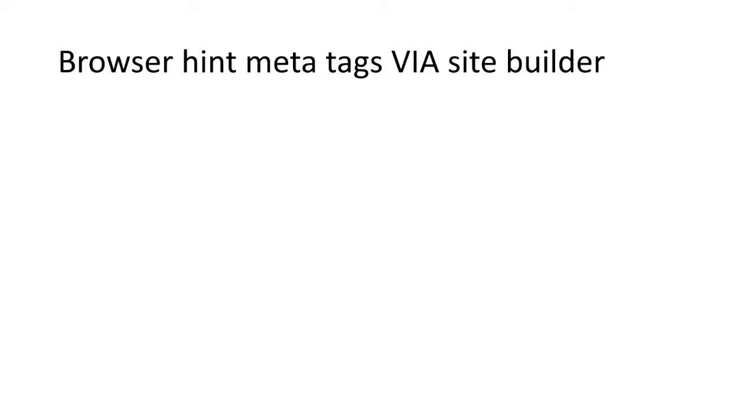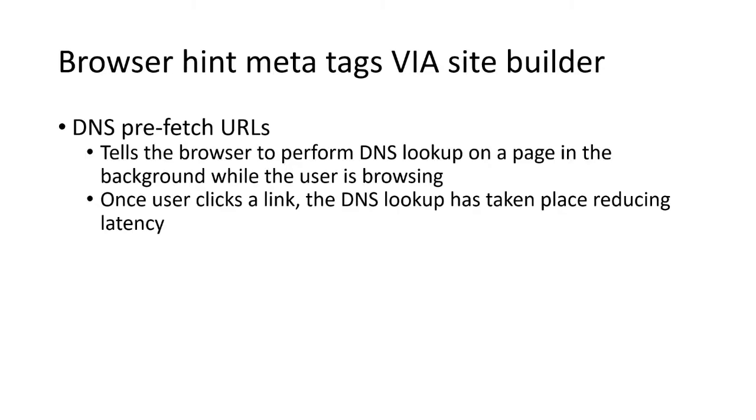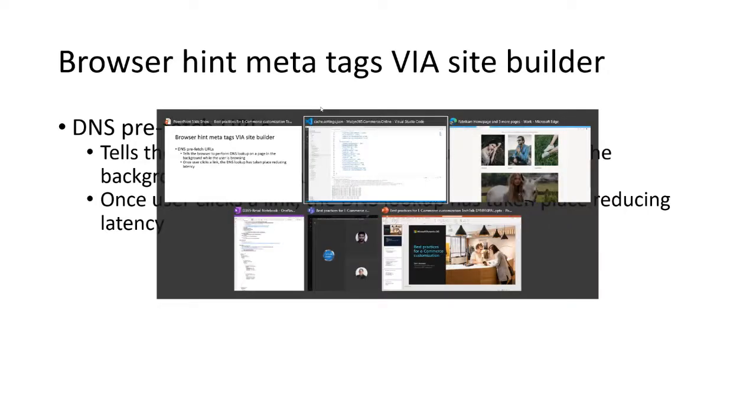So, browser hint meta tags. Another thing you can do with our site builder tool is add some DNS prefetch URLs. This is particularly handy if you start integrating with any other third-party services. Basically a DNS prefetch URL tells a page to do a DNS lookup in the background, before the user accesses it. That way, when the user does eventually access a link, the DNS lookup has already taken place, and that reduces latency. I want to show you in Site Builder where you can access that.